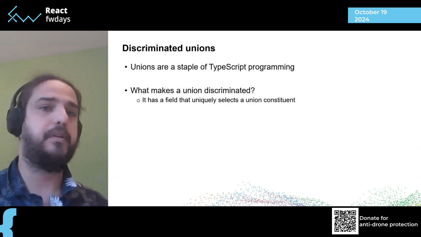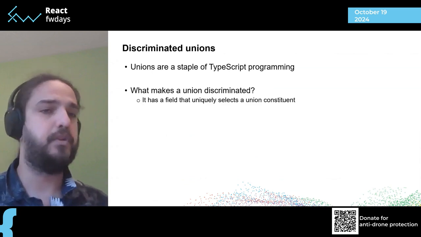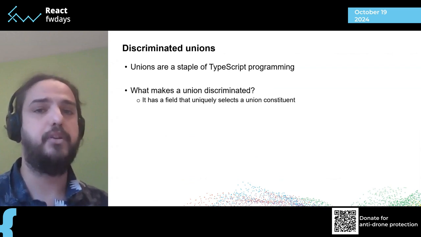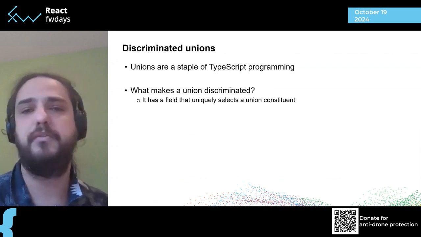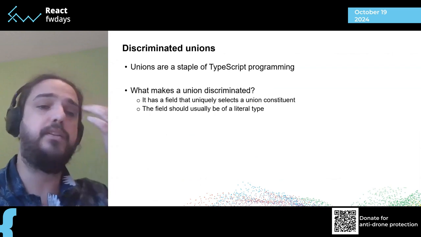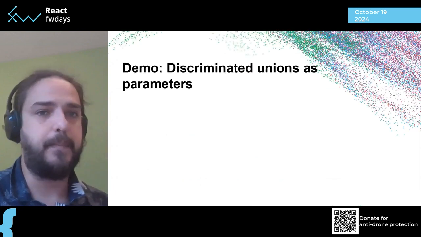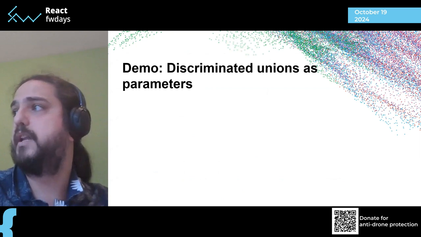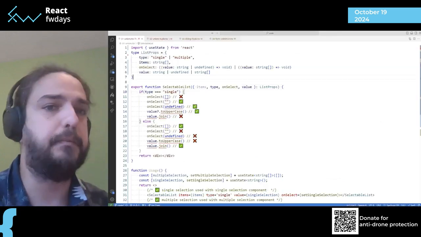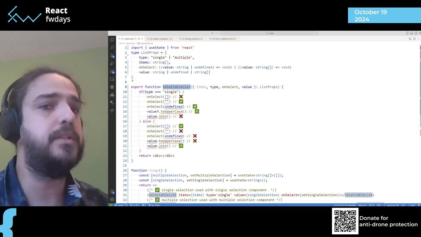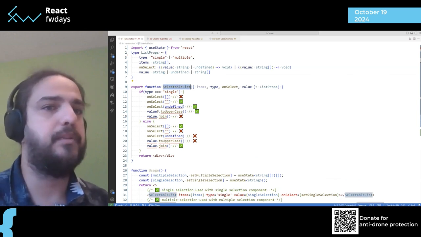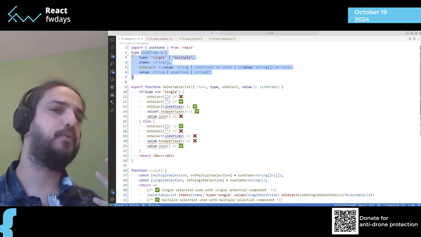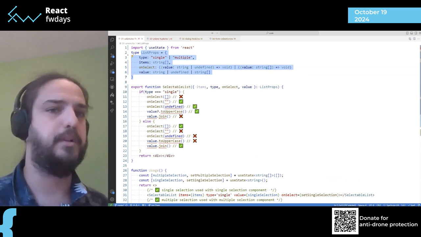A discriminated union is a union of objects usually that has a field that can uniquely select one constituent of the union, and that field is usually of a literal type. And let's actually see some of this in action and see how discriminated unions can improve a very basic example. So let's say we have a component, we'll call it a selectable list, that takes these props, right? And we can see here that this component supports both single selection and multiple selection.